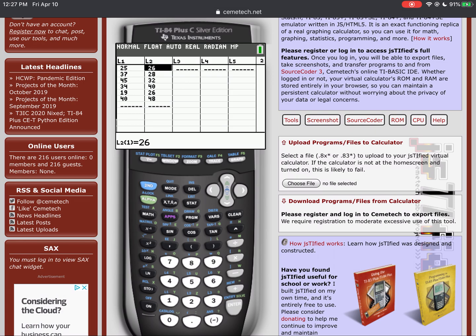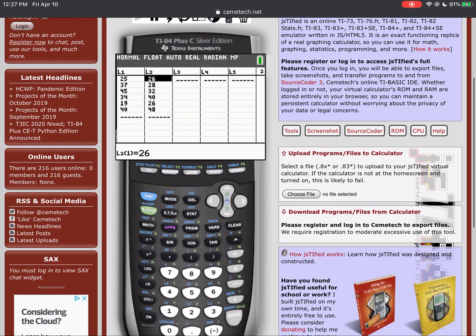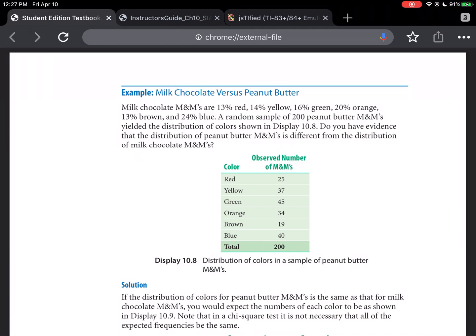So now I would ask myself, if I'm running this test, let's go through the whole process. Did they take a random sample of M&Ms? So if I look here, it says a random sample of 200 peanut butter M&Ms yielded the distribution. Check, I got my random sample. Did everything fall into one category? We'll assume there's no multicolored M&Ms in the sample, so I think that's probably a pretty safe bet.